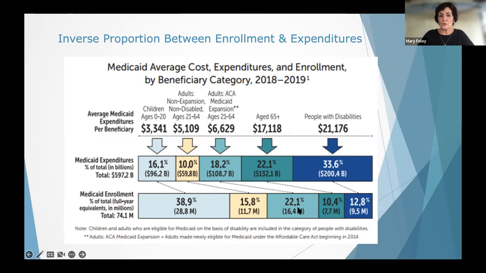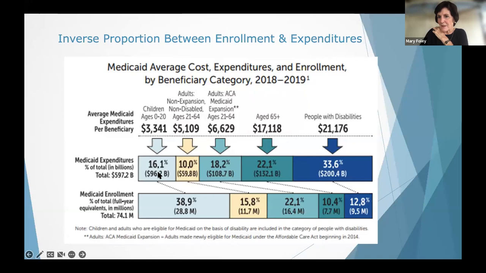22% is these Medicaid expansion adults that I was just sharing with you, okay? 10% are adults age 65 and older, and disabled adults are only 13%. But look at the way in which program expenditures go out. The 13% of adults that have disabilities actually use up 33.6% of Medicaid dollars, okay? And almost 40% of all Medicaid enrollees are kids, but they only use up 16% of Medicaid dollars.